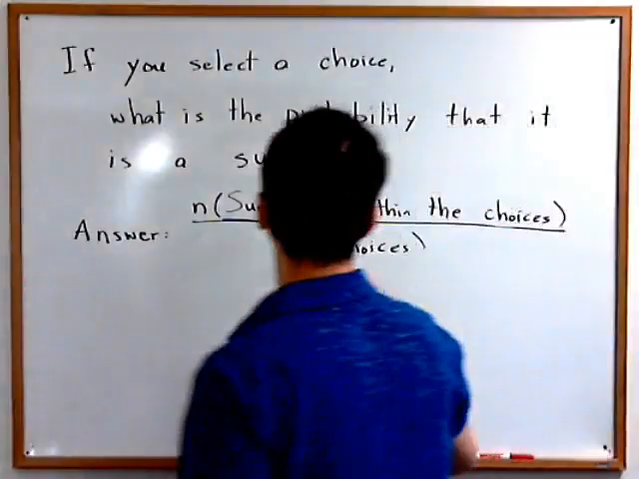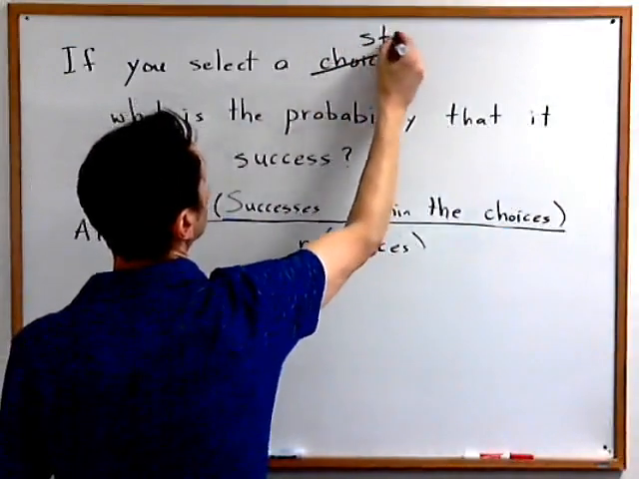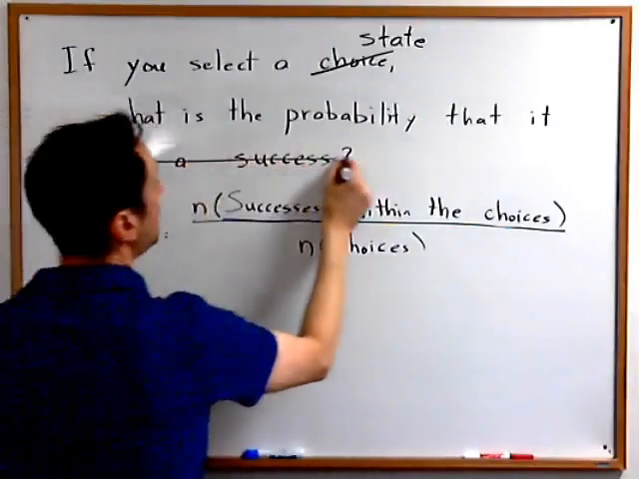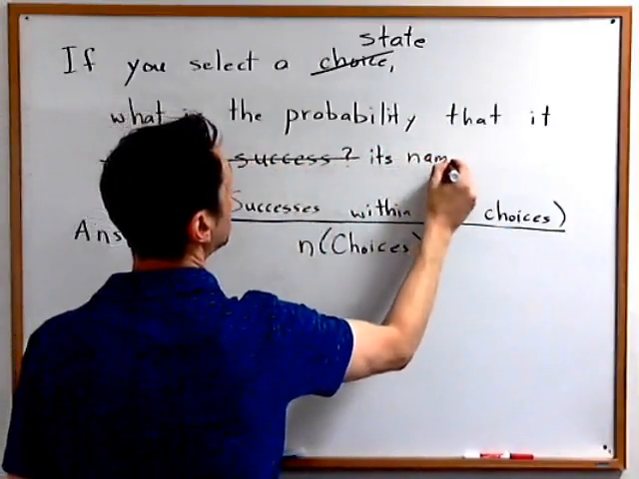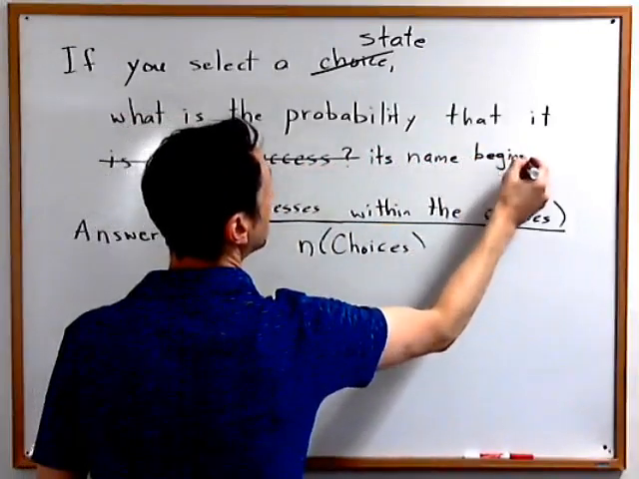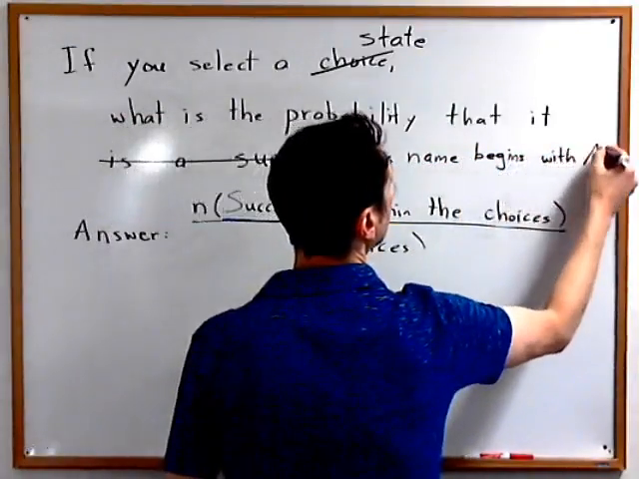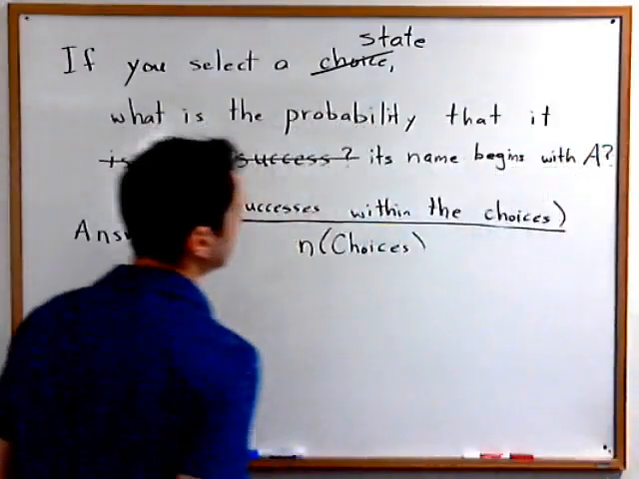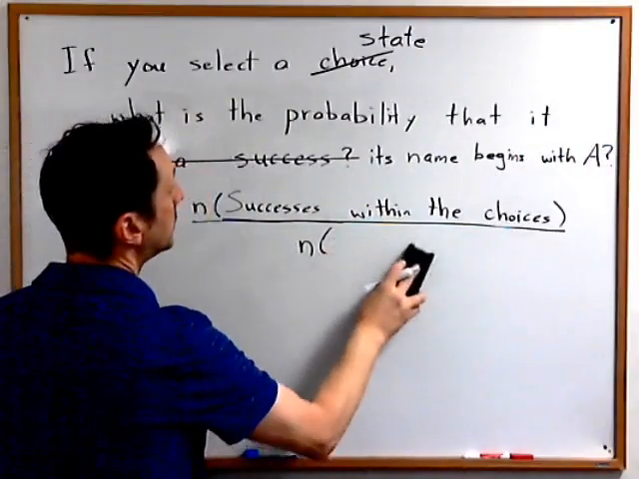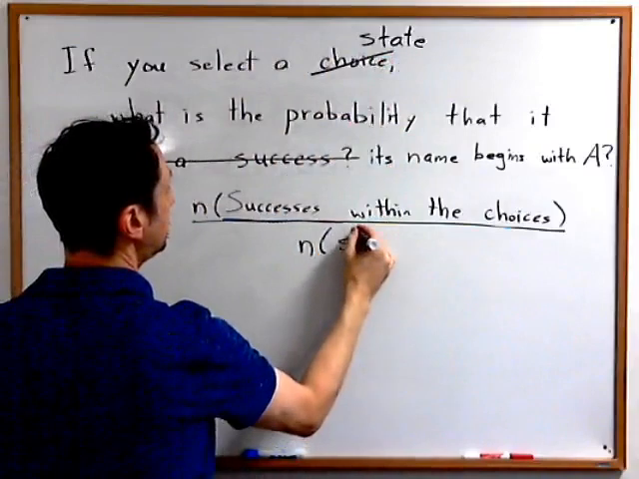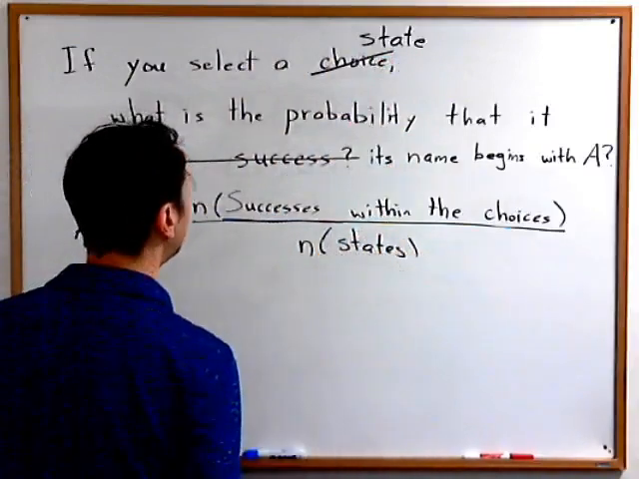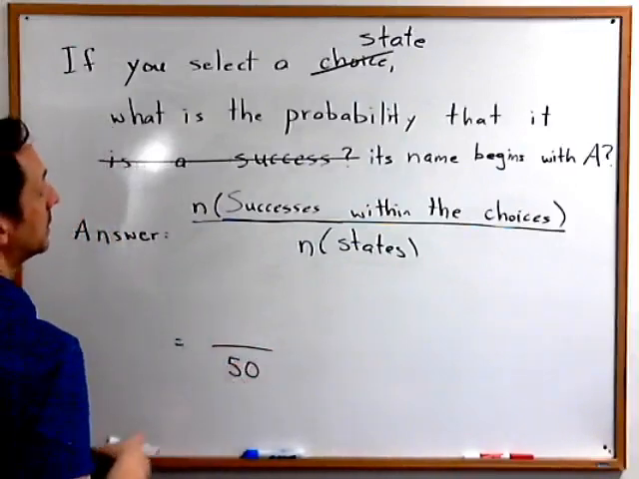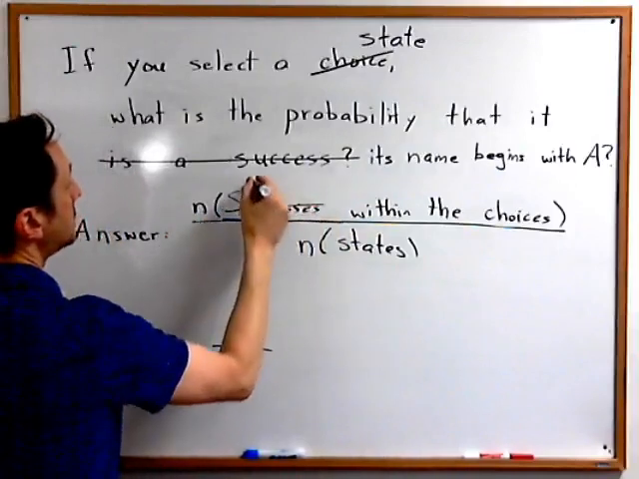In the next example, we're going to say if you select a state of the U.S., what is the probability that its name begins with A? So remember again, the denominator is always a little easier to figure out. Since we're selecting a state of the U.S., the number of states would be on the bottom. And of course, there are 50 of them to choose from. Now on the top, the successes means names that begin with A.